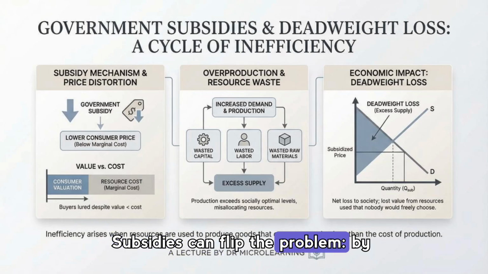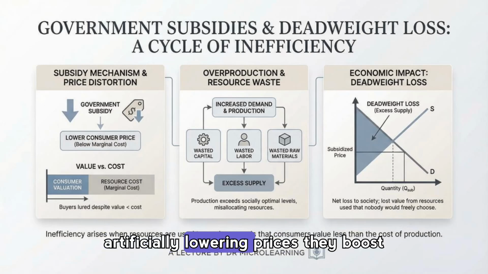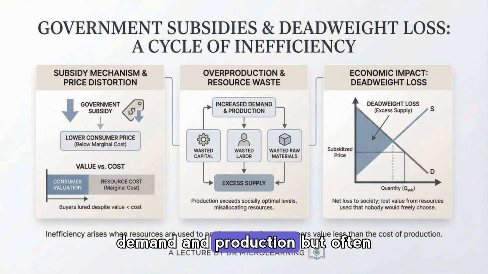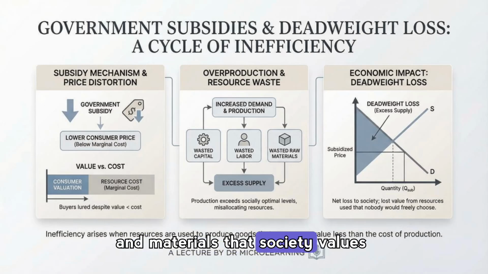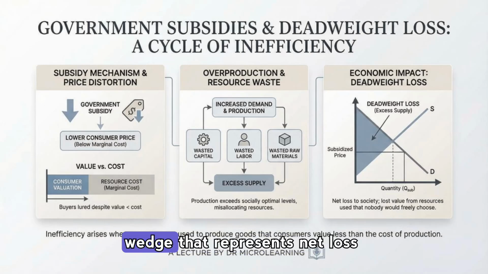Subsidies can flip the problem. By artificially lowering prices, they boost demand and production, but often generate excess supply and wasted resources. The diagram maps how subsidized output uses capital, labor, and materials that society values less than the cost of producing them, producing a deadweight wedge that represents net loss rather than net benefit.